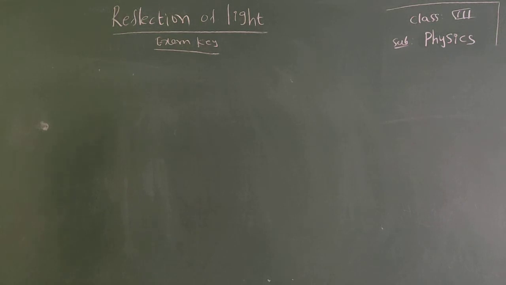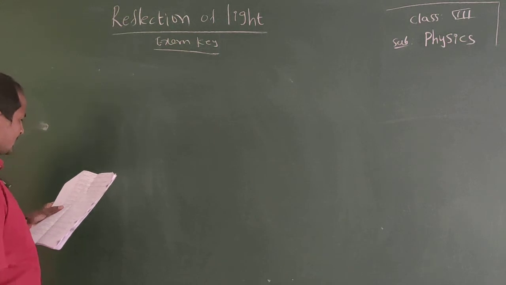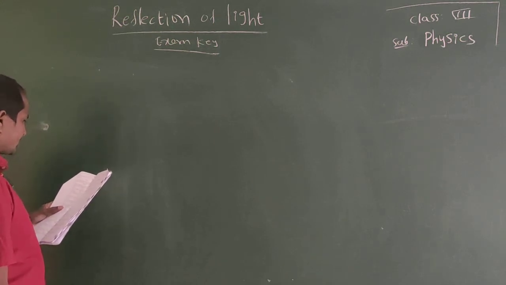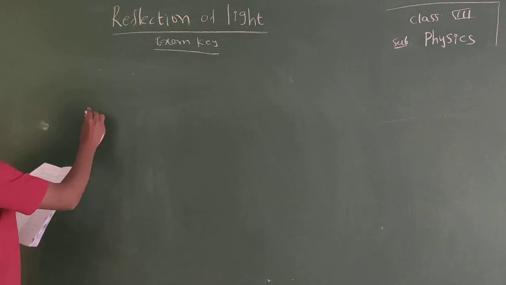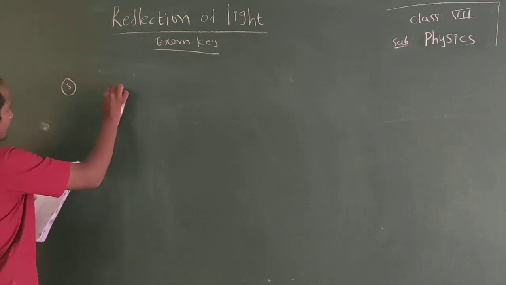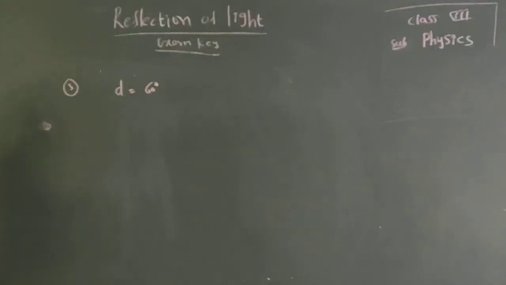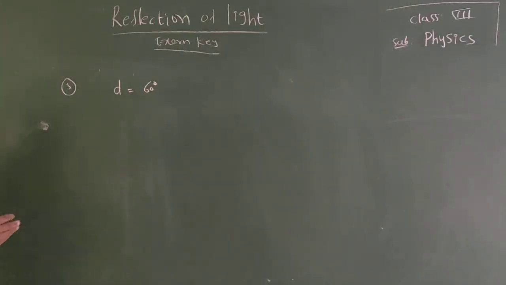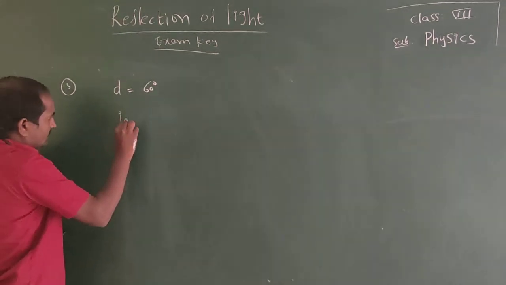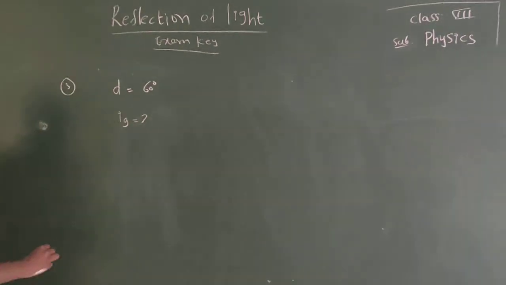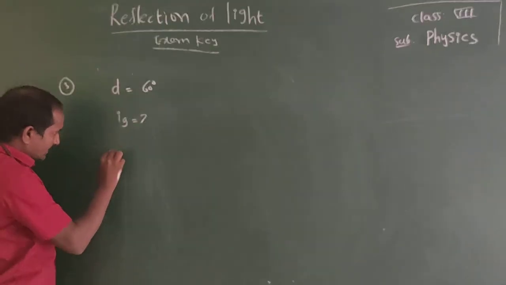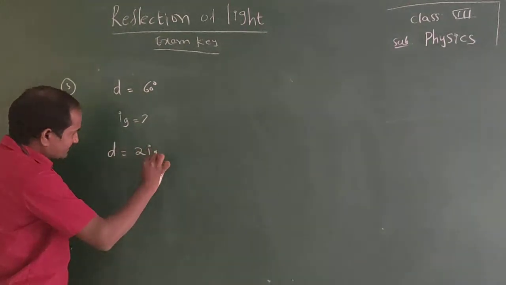The deviation suffered by a ray due to reflection at a plane mirror is 60 degrees. Then find the angle of glancing. So here D is given. D equal to 60 degrees. Then find the glancing angle value.